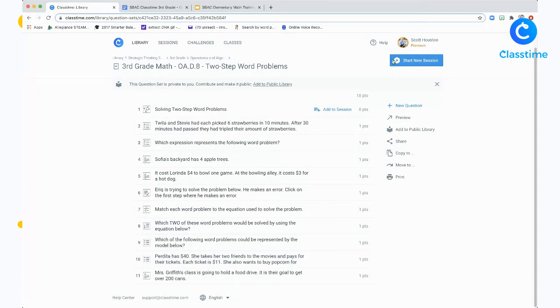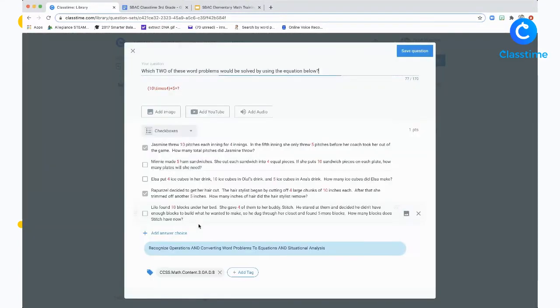And so with each question, we target a different kind of strategic thinking. So like in question 8, we had mentioned the idea of situational analysis. So which 2 of these word problems target this particular equation, right? And so then the students have to look through each one, and they would choose 2 of these, and it's situational analysis because which of these particular ones match this given situation.